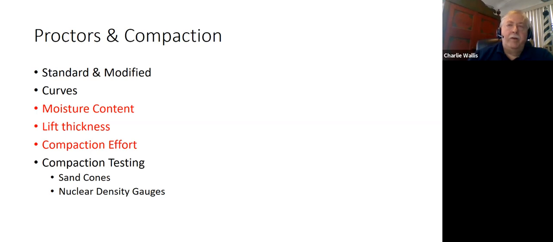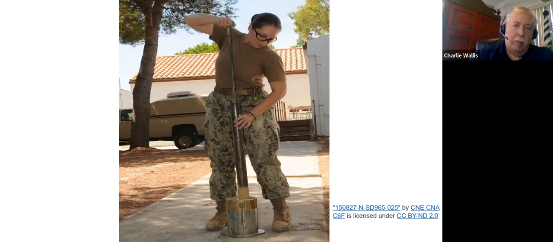When you're doing compaction, the lift thickness, the moisture content of the soil, and the compaction effort, how many passes you make with the rollers, all influence how dense the soil will be. And in-place compaction testing used to be done with sand cones, but now nuclear density gauges are widely available and used.